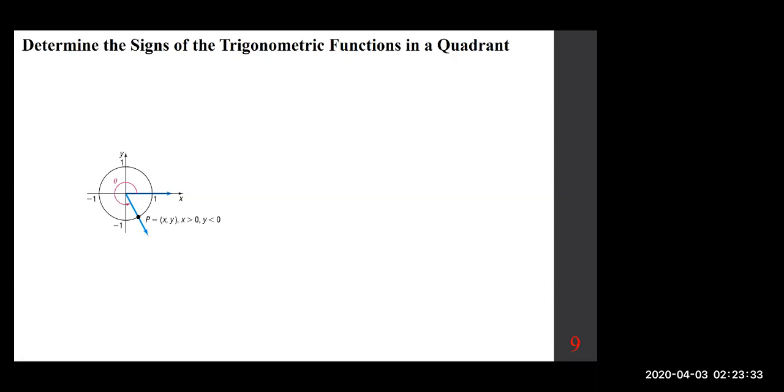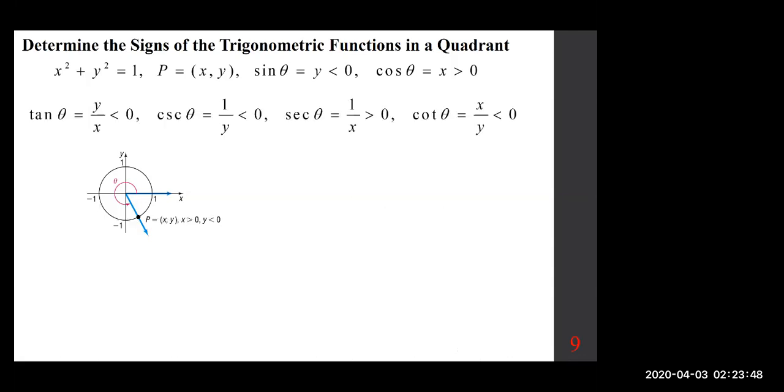Determine the signs of trigonometric functions in a quadrant. Well, we know x squared plus y squared is 1. X represents cosine, y represents sine. And tangent is y over x, and so on and so forth. It's not a big deal.